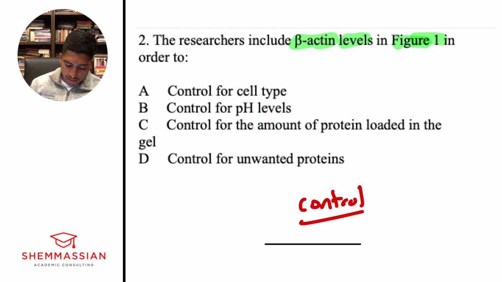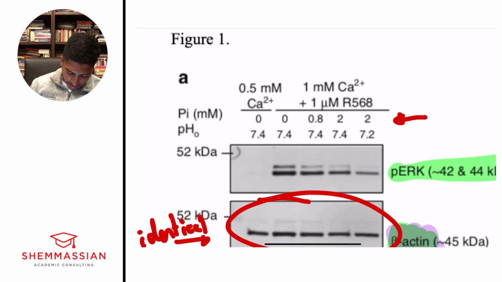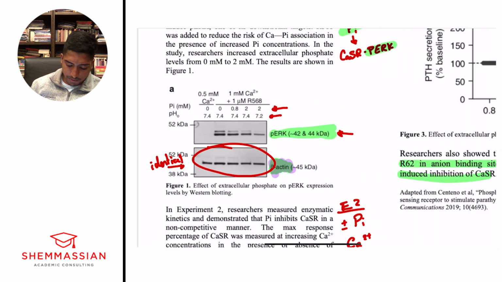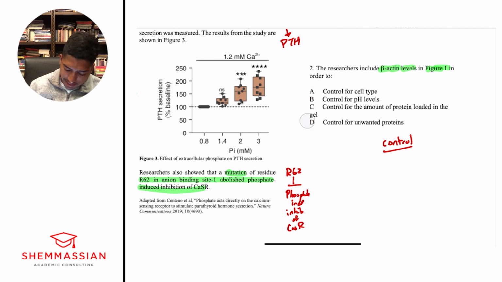And so with that, we note that C is our best answer choice because we're controlling for the amount of protein loaded in the gel. We're making sure that each of the lanes has the identical amount of beta-actin levels, which quantifies the amount of protein loaded in the first place. And so we're not controlling for cell type because it's always measured in cell type. We're not controlling for pH levels because that's actually mentioned right here, right? That 7.4, 7.4, 7.4, 7.2, so we definitely are not there. And we're not controlling for unwanted proteins. This beta-actin level can only measure for beta-actin, nothing else. So with that, we are able to eliminate A, B, and D, and we're on to question number 3.